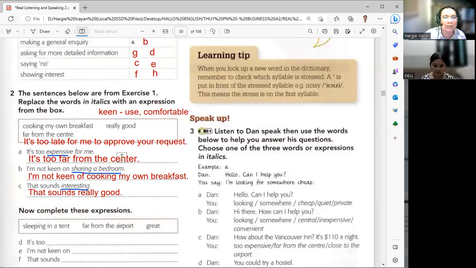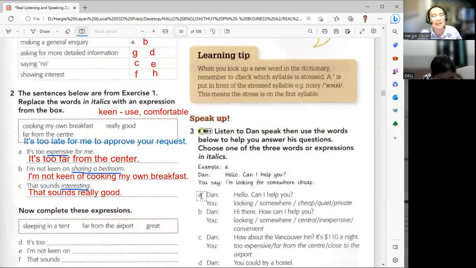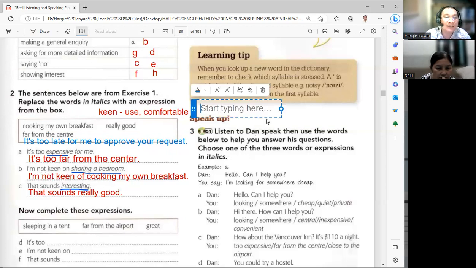Oh, what else, Toy? Aside from this one, can you please give me another sentence using it's too? So it's too late. What is that? It's too far, it's too late, it's too expensive, it's too cheap. Okay, something like that.